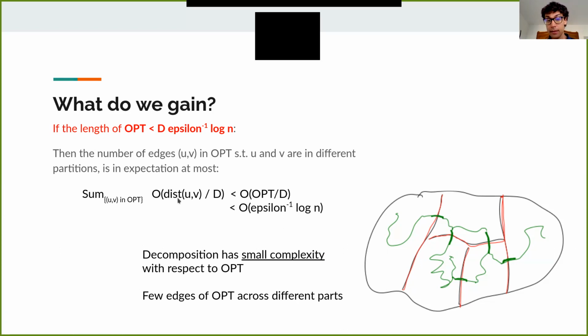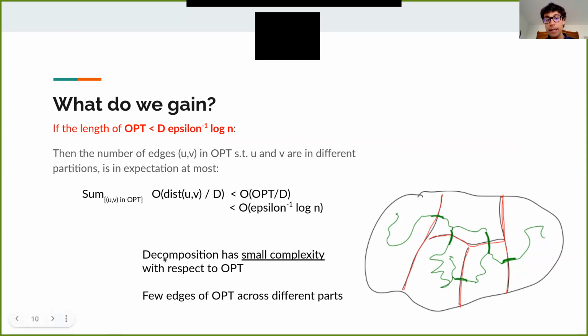And this is exactly our order of distance UV divided by the diameter. Now, if I sum this down over all the UV in opt, I get the length of opt divided by the diameter, which by our assumption here is at most log n over epsilon. This is good because it's specific to the fact that we are looking for a solution in this graph. We are not trying to get something that works for all pairs of edges, but just specific to the edges in opt.